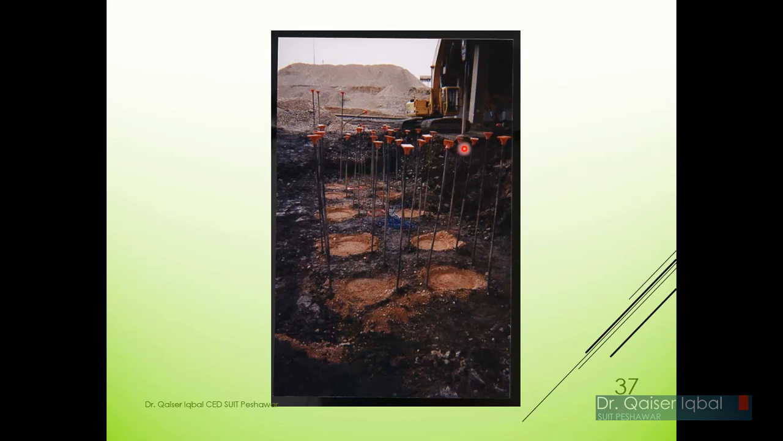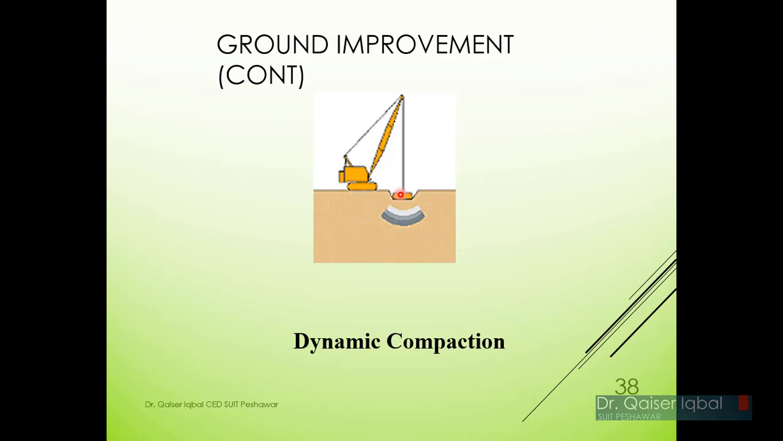Okay, so now they have their cage, their steel being inserted over here. On the top of that they will construct a slab. Okay, so they will connect the slab reinforcement with these steel bars, and then they will pour concrete on the top of it. Okay, the other ground improvement methods include dynamic compaction.